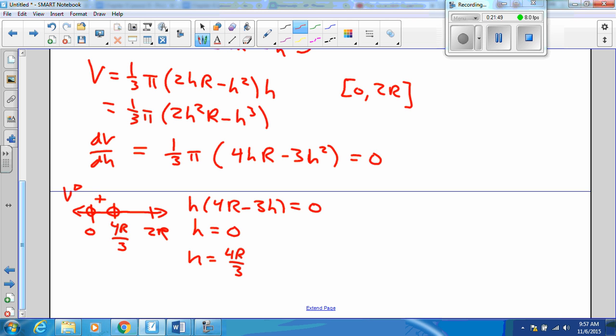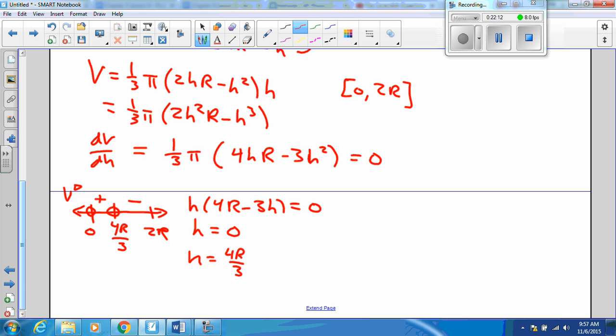And now I'm going to choose a number that is larger than 4r over 3, but less than 2r. How about 1.5r? Something like that. So when I plug in here, I'll get 1.5r, which is positive, times 4r minus 9.5r. It'd be bigger than 4r. And so we have a negative derivative right there.